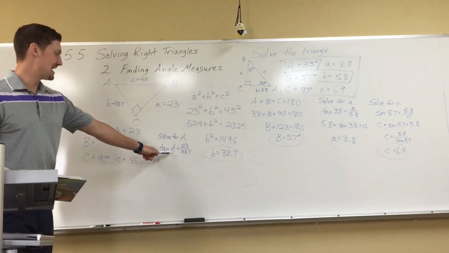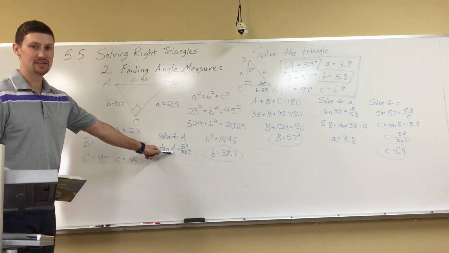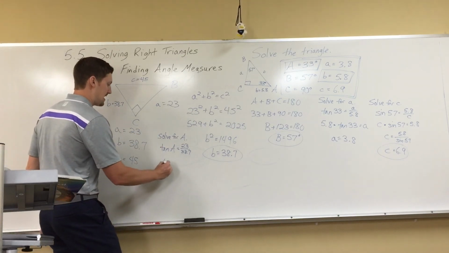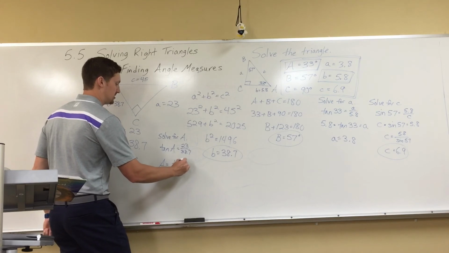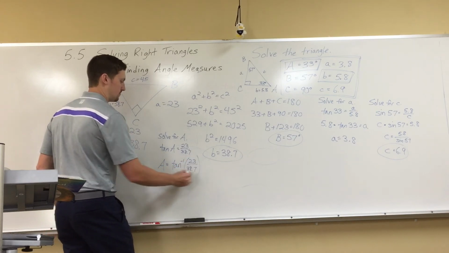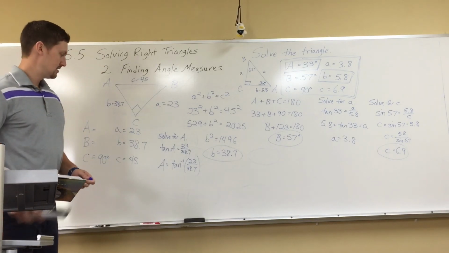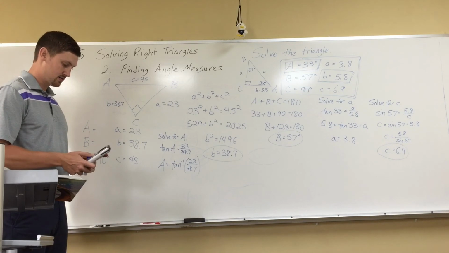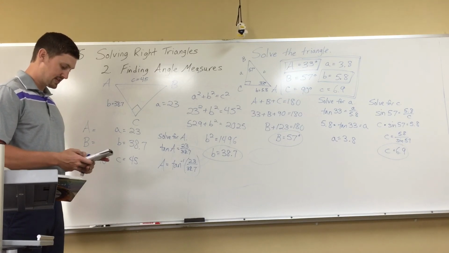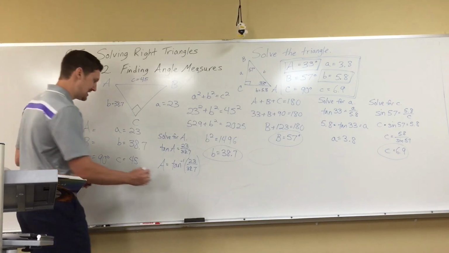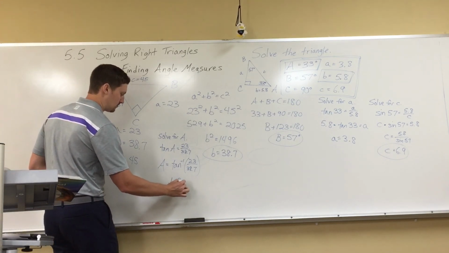Okay, this is the start of the lesson. How do we find A? Inverse, right? I got to get rid of tangent. Inverse tangent, divide. A equals tangent or inverse tangent of 23 over 38.7. Calculator, inverse tangent, 23 divided by 38.7. Does not come out even, that's okay. 30.7 is what I got. Degrees.